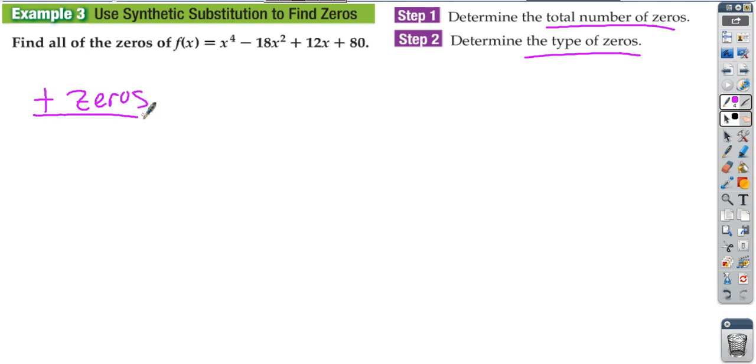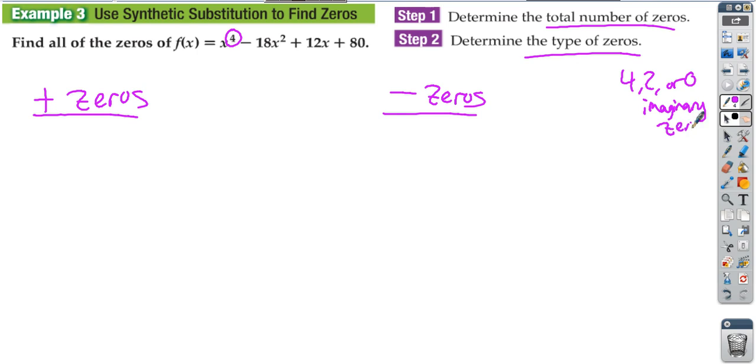So first of all, there should be 4 total zeros, because that's x to the 4th. And that means there could be 4, 2, or 0 imaginary zeros. We know it has to be an even number. So any of those are possible. In terms of positive zeros, let's just count the sign changes. That's positive, negative, positive, positive. So it looks like there's 1, 2 changes. So we could have 2 positive zeros or less than that by an even number. So 2 or no positive zeros.